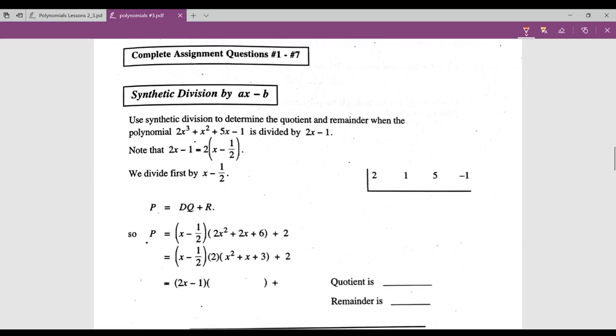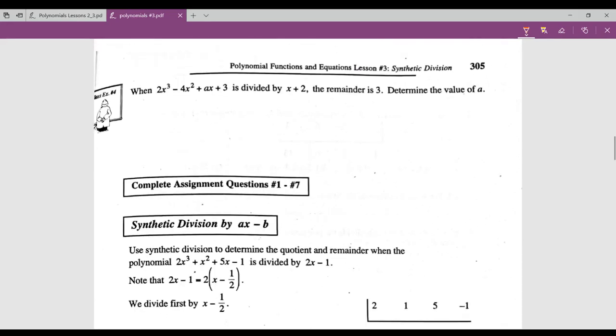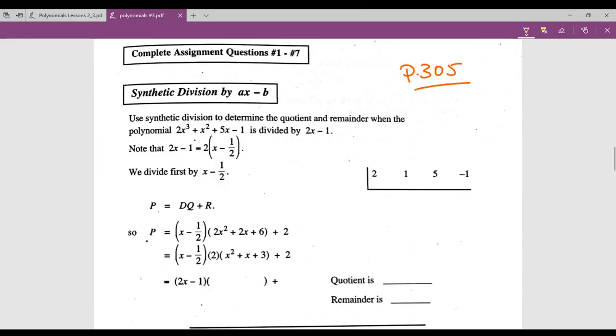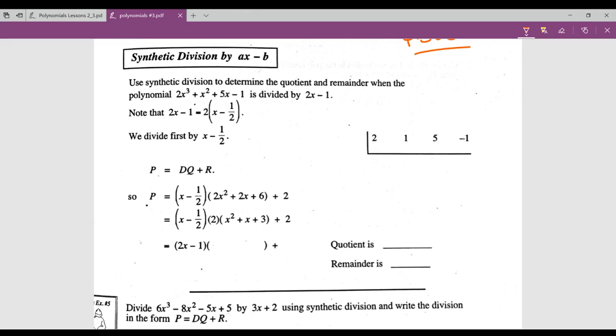All right, everybody, back here on page 305. One other type. Now, if you're doing long division, you're dividing by a linear denominator, but something that looks like this, 2x minus 1, not just x plus 1. It's pretty straightforward, it works out. However, if you are doing synthetic, there's a little trick here.